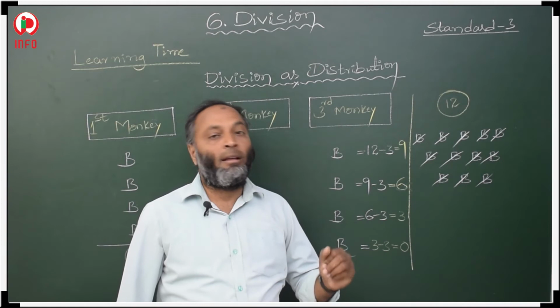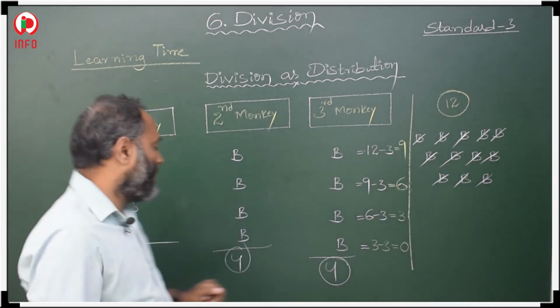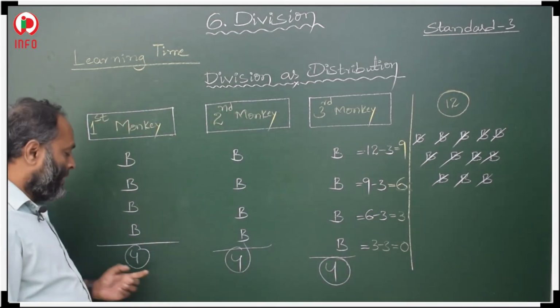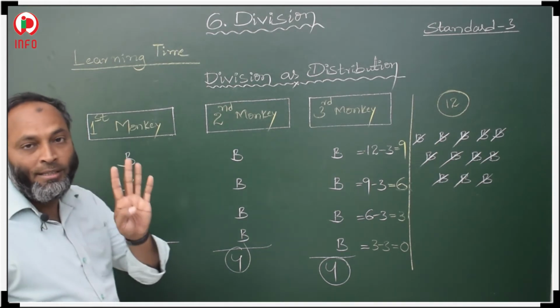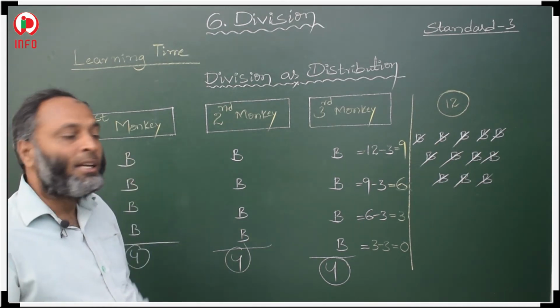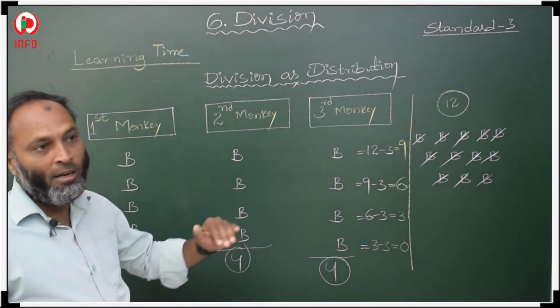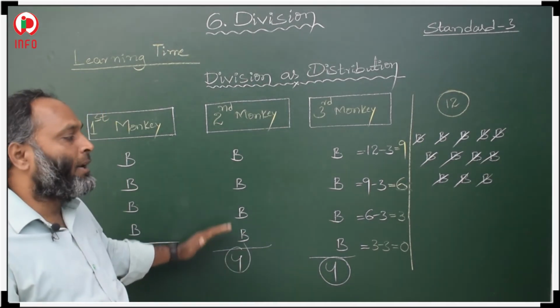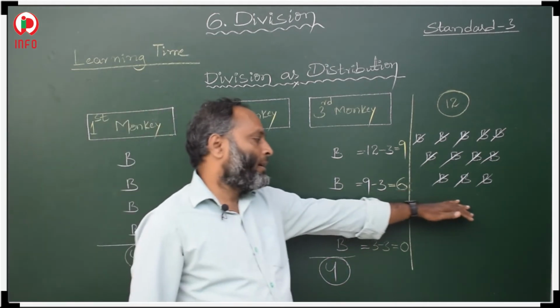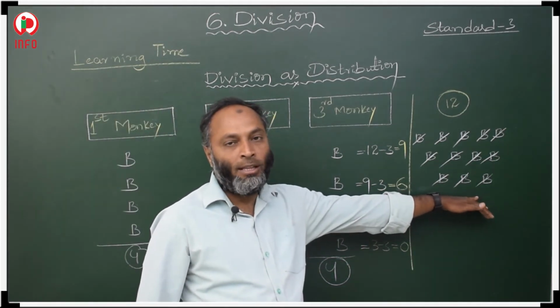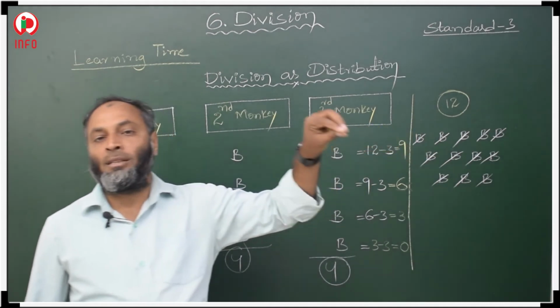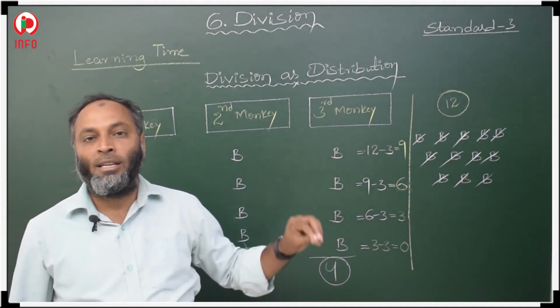And how many bananas did each monkey get? 4 bananas. So this is the quotient. 4 is the quotient. Then after distributing equally, how many bananas are left here? Nothing is left. So the remainder is 0.